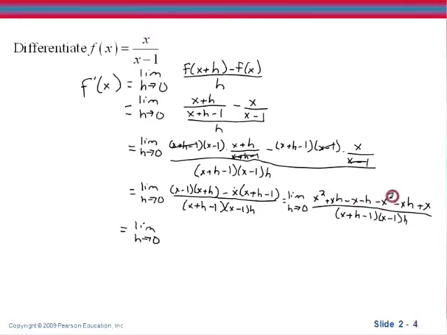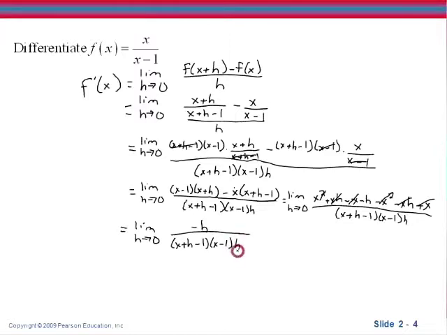This is the limit as h approaches 0. Now if you look on top, your x squareds will cancel, your xh's will cancel, and your x's will cancel, because we're left with a lot of opposites there. And that will leave us just with negative h on top. And on bottom we have x plus h minus 1 times x minus 1 times h.